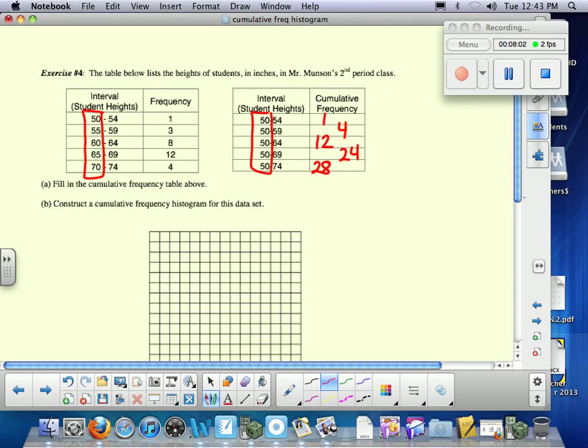Now, it doesn't tell us in the problem that Mr. Munson has 28 students in his class. So how can we be sure that the 28 is correct? What else could we do to verify? Macy, what do you think? Try the last one. That's what I'm saying. We don't have another 28 in the problem to confirm that my 28 is correct. What do you think we could do?